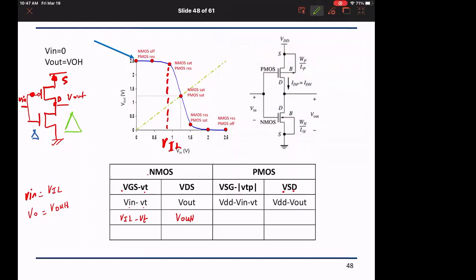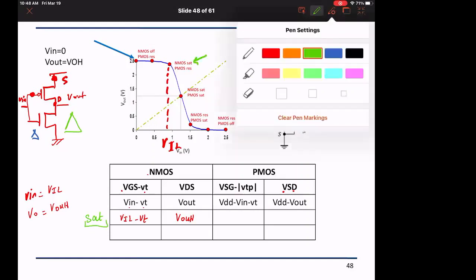So who is smaller? The smaller triangle. Therefore, I expect this to be in what region? To be in the saturation region. Okay. What about the PMOS?